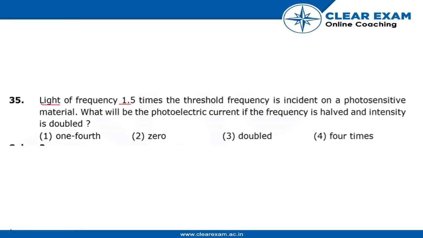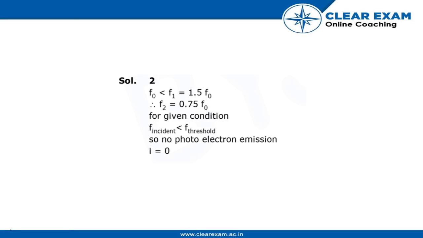Light of frequency 1.5 times the threshold frequency is incident on a photosensitive material. What will be the photoelectric current if the frequency is halved and the intensity is doubled? F0 is the threshold frequency and F1 is the frequency of the light which was initially incident on the photosensitive material. So according to the question, F1 is equal to 1.5 F0.